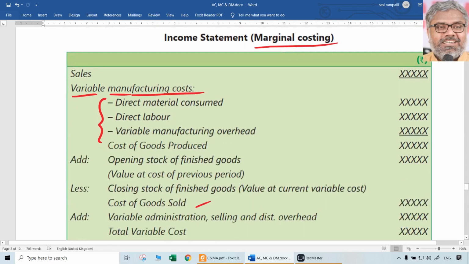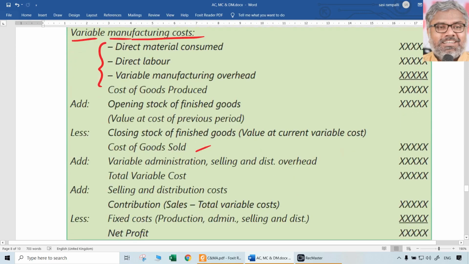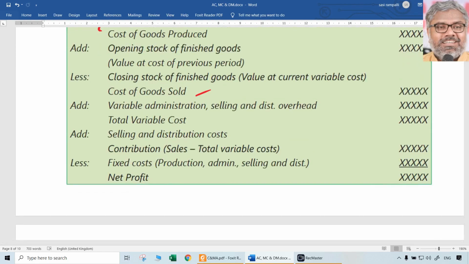So naturally what happens? The closing stock of finished goods in marginal costing will definitely be valued lesser per unit when compared with absorption costing, because in absorption costing you include the fixed manufacturing overheads. In marginal costing you don't include fixed manufacturing overheads in the valuation of cost of goods produced or the closing stock of finished goods. Then we have cost of goods sold as usual. Then we also have variable administration and selling and distribution overheads, so that we get total variable cost. And we know sales minus total variable cost is contribution, that is shown separately here.